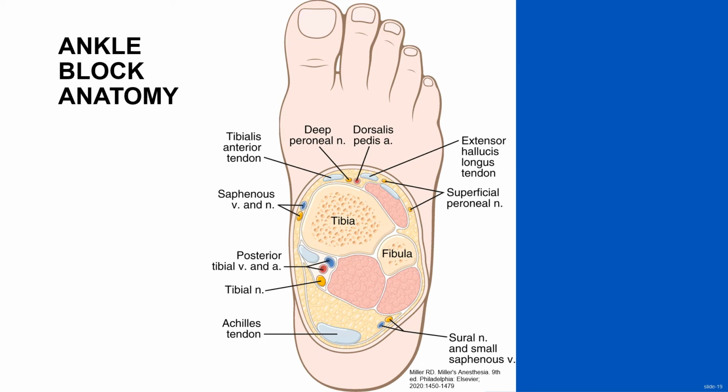It's important to review the location and correlation of all 5 nerves around the ankle, including the tibial nerve or posterior tibial nerve, the saphenous nerve, the deep peroneal nerve, the superficial peroneal nerve, and the sural nerve.